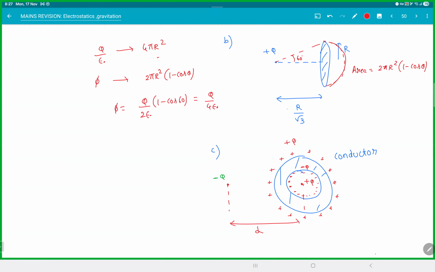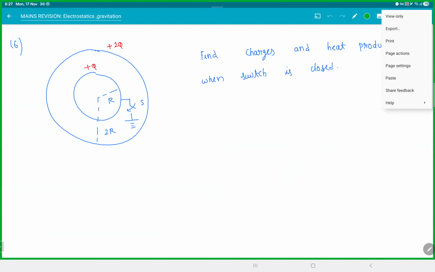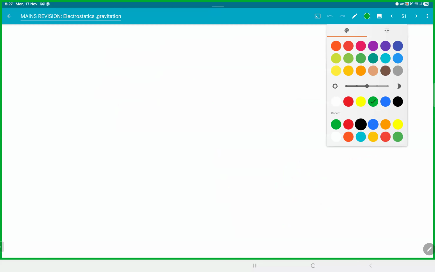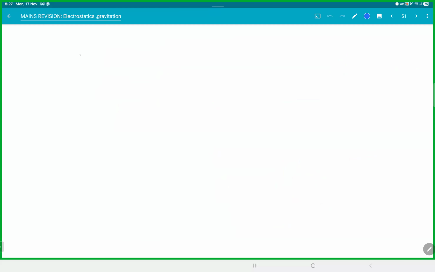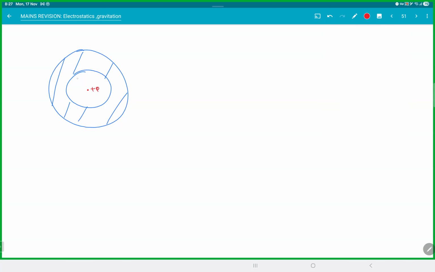That is plus Q. On top of it, we also have, let me show it in the next page, this is more complex. We have plus Q here. So what will this do? This will induce charges.